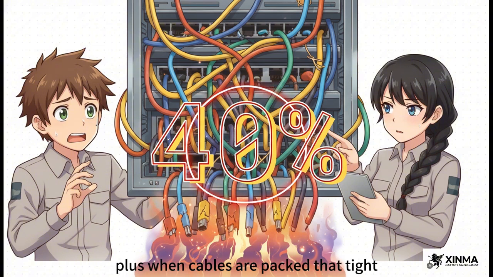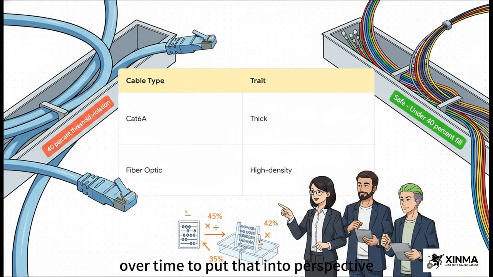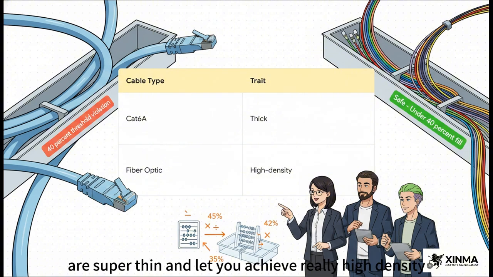Plus, when cables are packed that tight, they completely choke off airflow. That trapped heat is going to seriously degrade your network's performance over time. To put that into perspective, just think about the vastly different physical footprints you're dealing with. Standard Cat6a cables are thick, they're rigid, and they eat up tray space incredibly fast. Fiber optics, on the other hand, are super thin and let you achieve really high density.